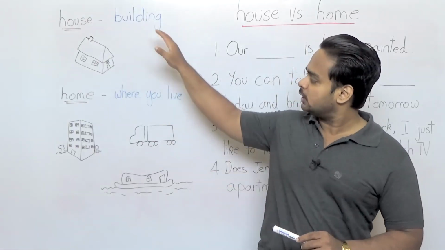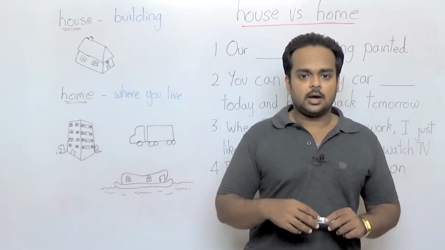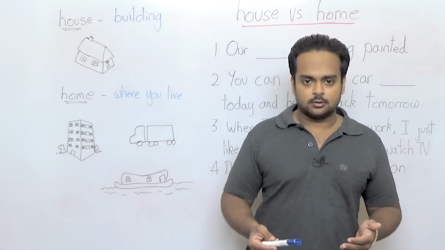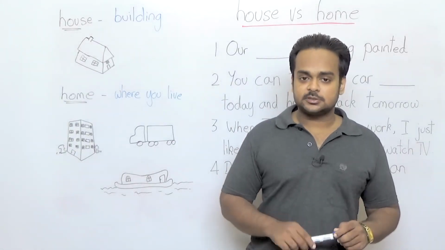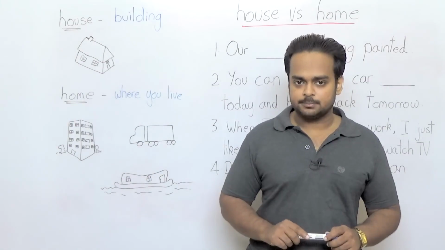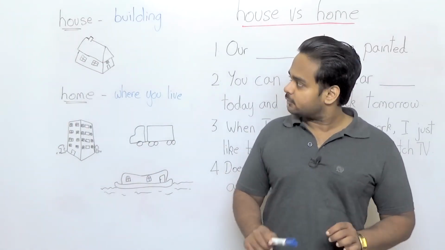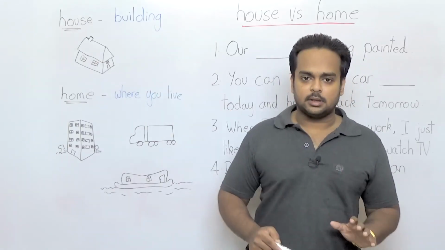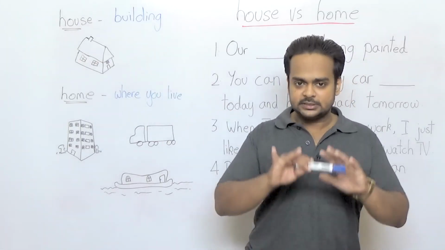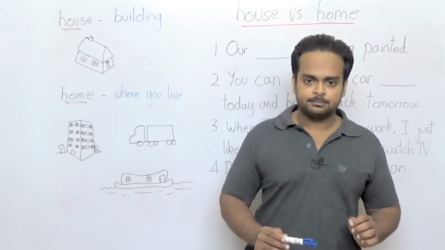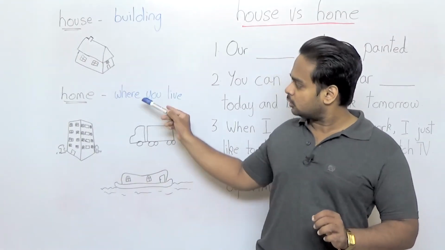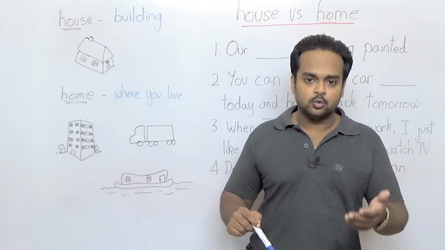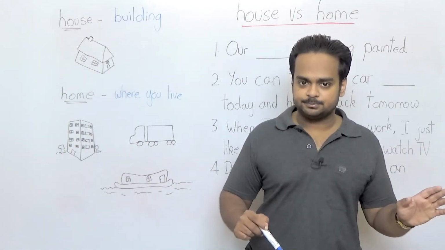In this lesson we're going to talk about the difference between the words house and home. Now I know that these two words sound similar, but there's a very important difference between them. The word house refers to a building where people live, and it refers to some physical aspect of the building. But the word home talks generally about where you live or where someone lives.